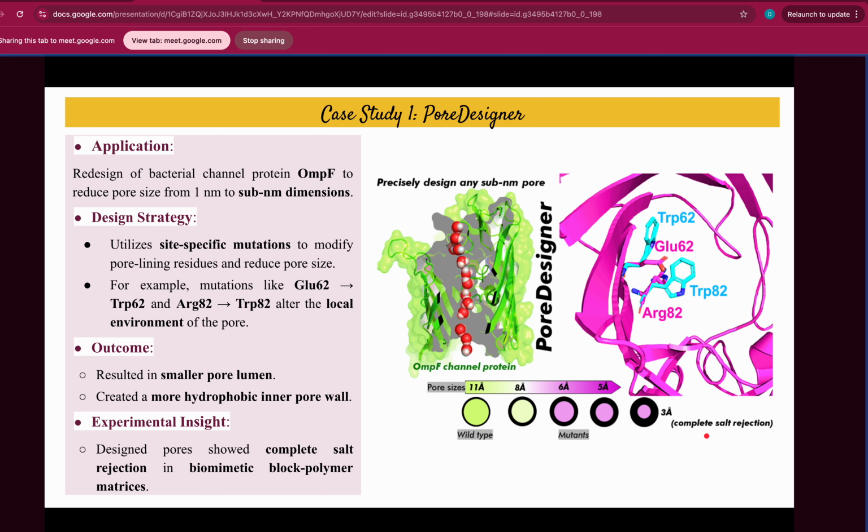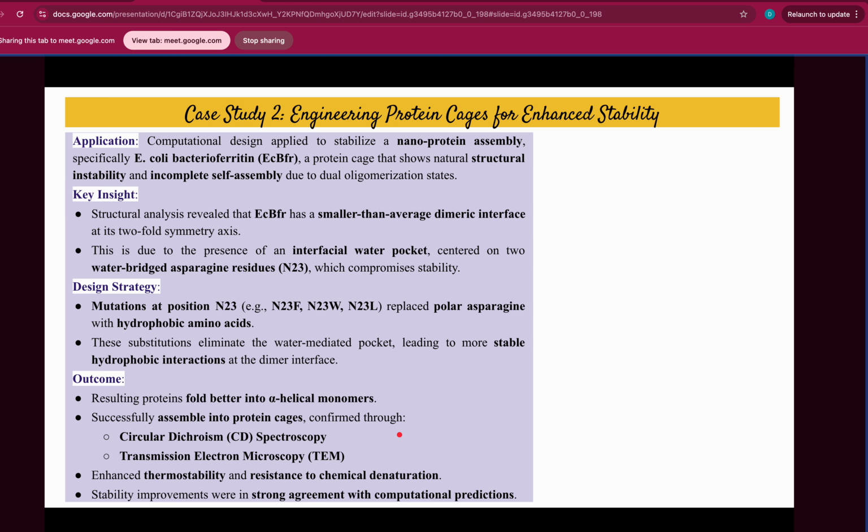So this is one of the advantages, that with the help of protein designing you can change the physical properties such as the pore size. The outcome is that it resulted in a smaller pore lumen and created a more hydrophobic inner pore wall. This designed pore shows complete salt rejection in biomimetic block polymer matrices. So this is one of the case studies which highlights the advantage.